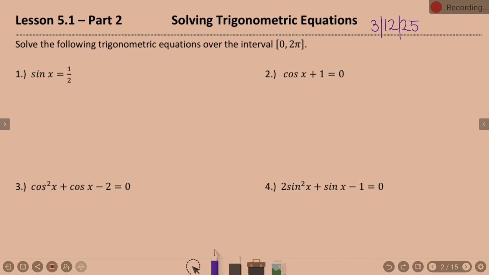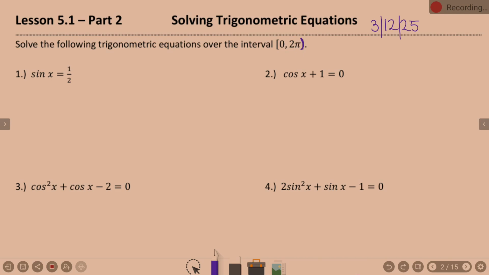However, you also might want to have your unit circle out. Chapter 4 knowledge and the unit circle is back. Okay? I should have said that before we started, but I kind of forgot. Okay, we have quite a variety of equations to solve today. So are we finding our unit circles?